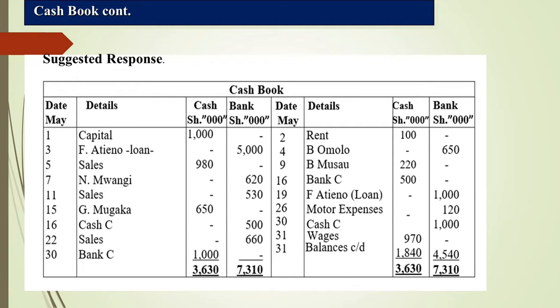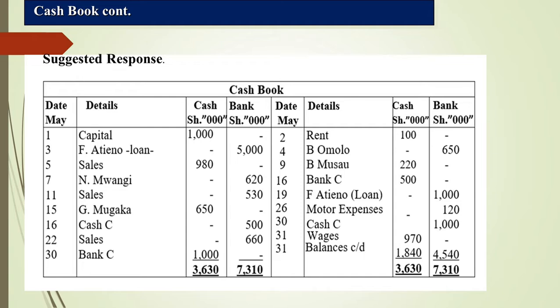And for the bank, the balance is 4,540,000. What does that tell you? It simply tells you that if you went to that business and you went to the cash till, you will count 1,840,000 shillings. And if you went to the bank, you will find the money in the bank, the balance, 4,540,000 Kenya shillings. Those are the balances which are carried down to the month of June. So that is why we write there, balance carried down.